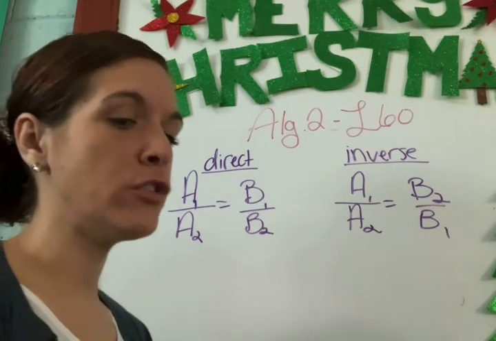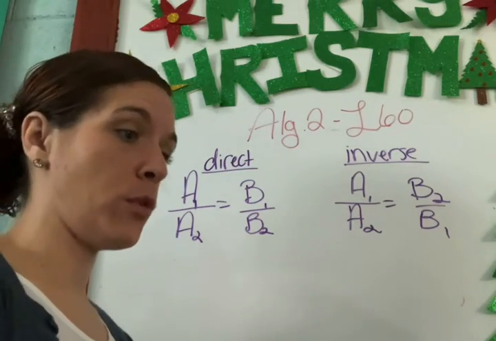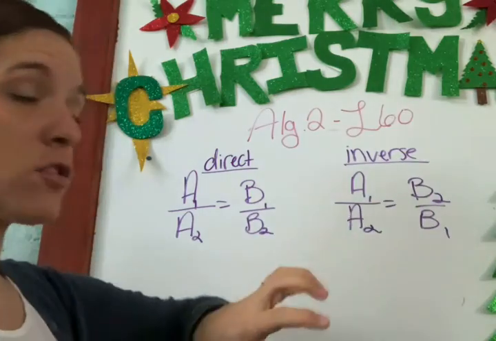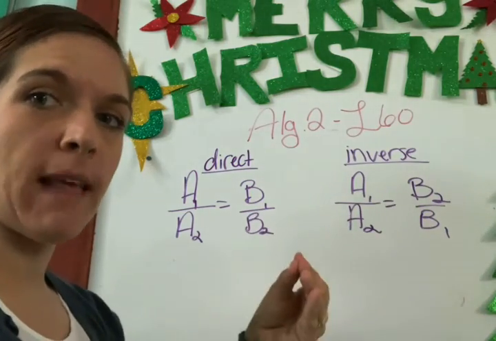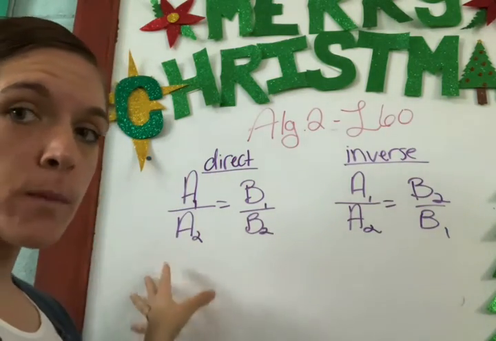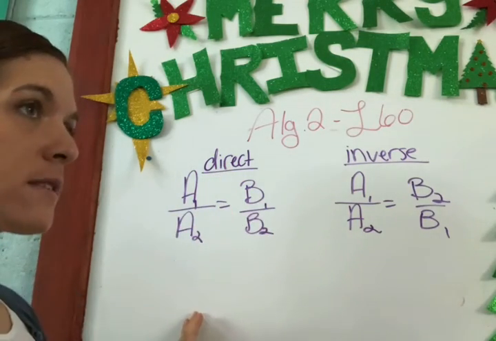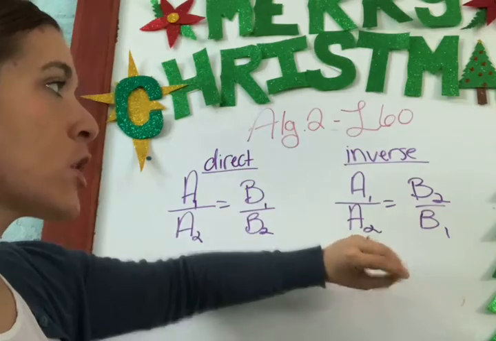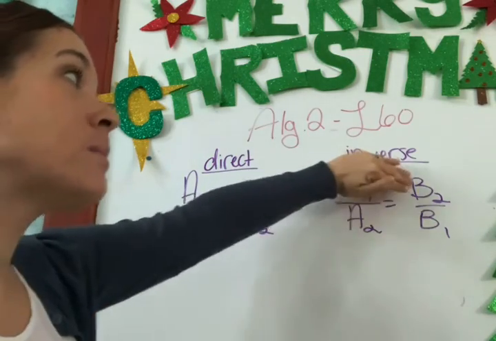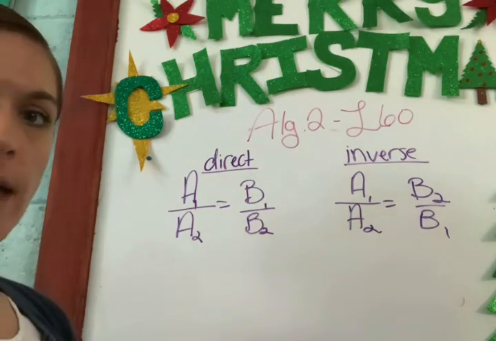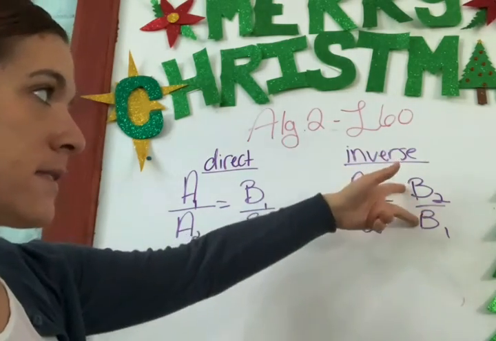If you're going to go with the way I'm about to teach you, you need to write down these two proportions so we can get into the habit of using them. When you have a direct proportion, it's A1 over A2 equals B1 over B2, nothing changes. But when you have an inverse proportion, it's A1 over A2 equals B2 over B1. You flip this.